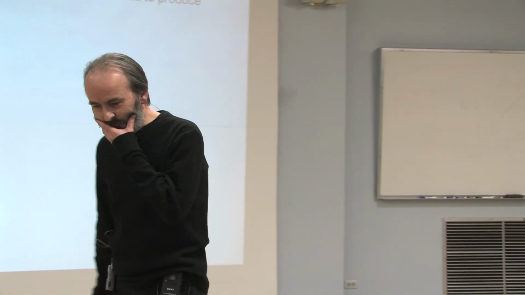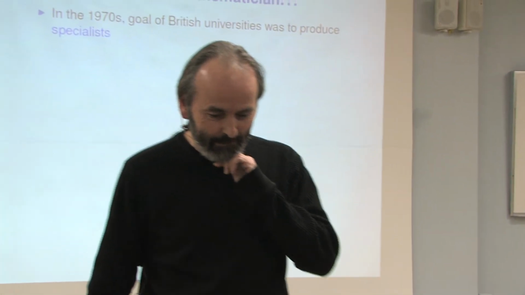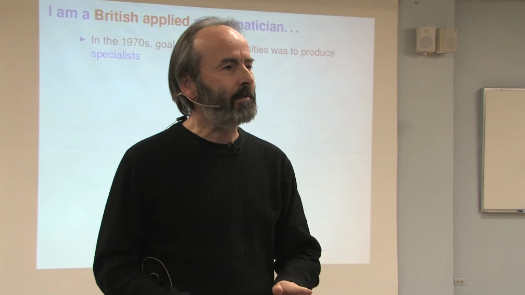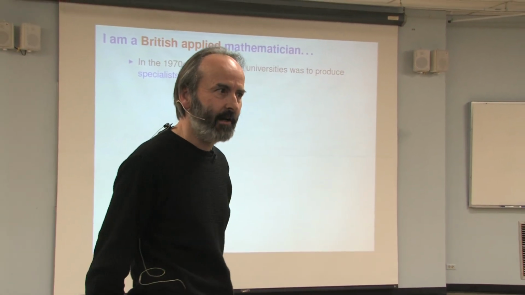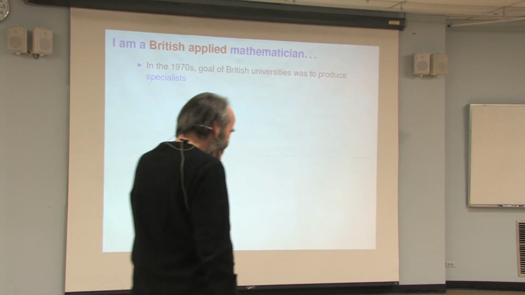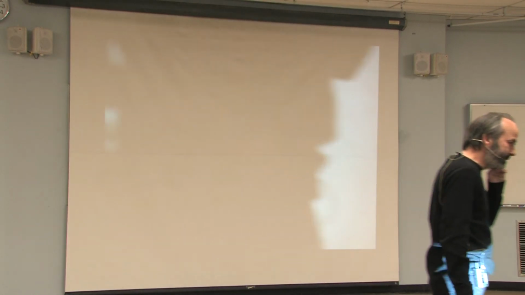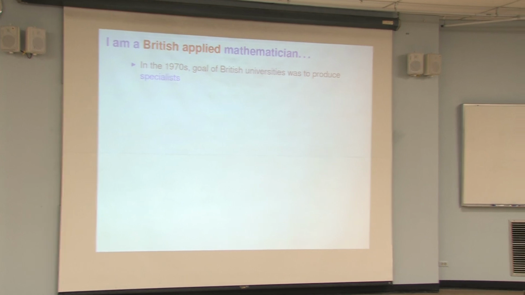Now I have to explain to you a little bit, and I think one of the things I'm supposed to do in this talk is tell you a little bit about me, and why I have the prejudices that I have. So in the 1970s, when I went to university, I became an undergraduate exactly 40 years ago. So I told you I was old.